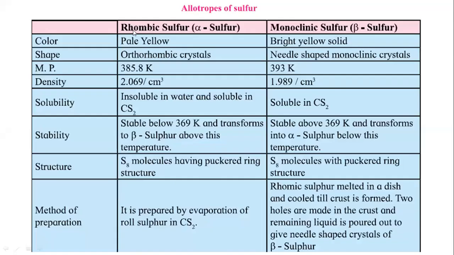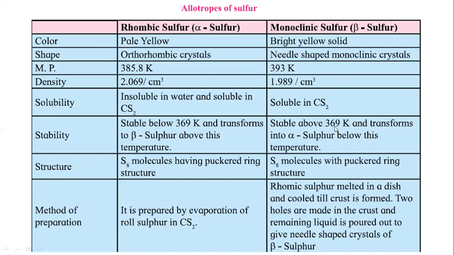So remember this difference between rhombic sulfur and monoclinic sulfur. The stability, once again I am explaining the stability. Rhombic sulfur is stable below 369 Kelvin, remember. At the temperature 369, both are stable. It is stable below 369 Kelvin and transforms to beta sulfur above this. It means if the temperature is 370, the rhombic sulfur will be converted into monoclinic sulfur.